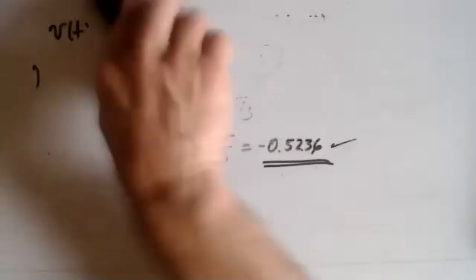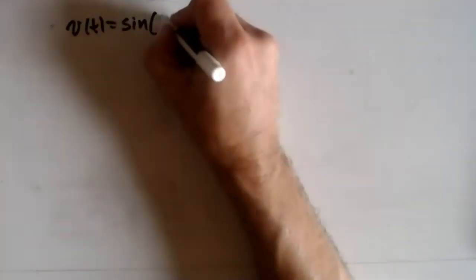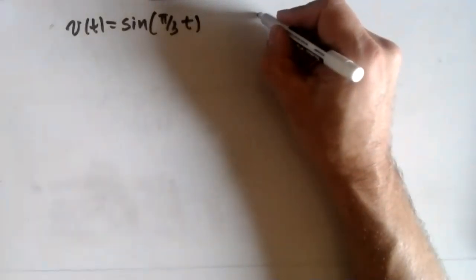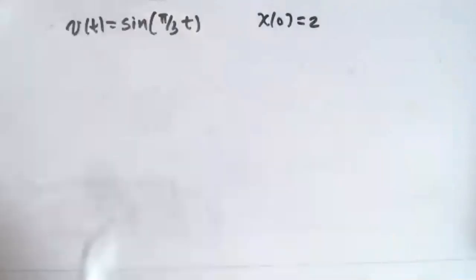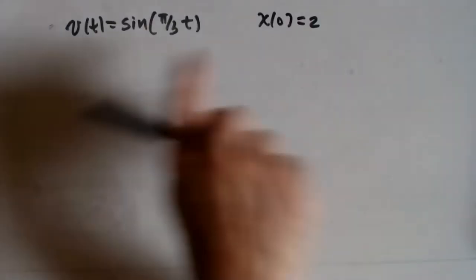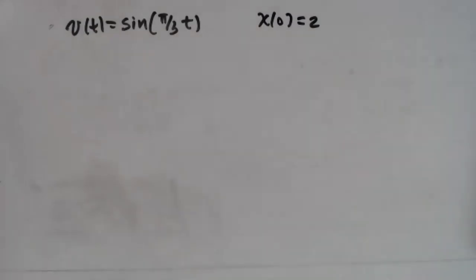Déjame borrar. B of t equals sine pi over 3t. Okay, so is x of, ¿cuál era la initial condition? X of 0 equals 2, okay. X of 0 equals 2. Okay, well, we have that. What is the next question? Let me see. Let me share screen.